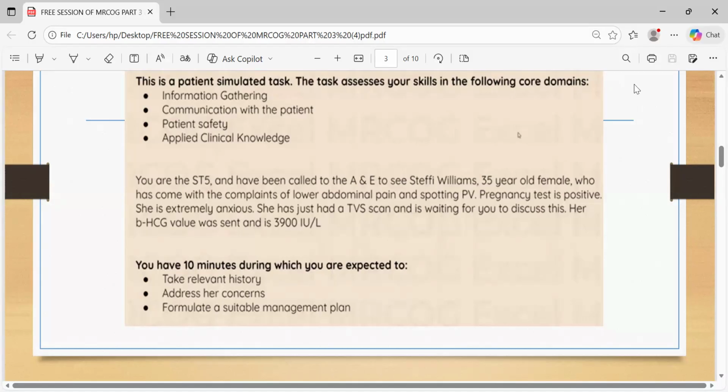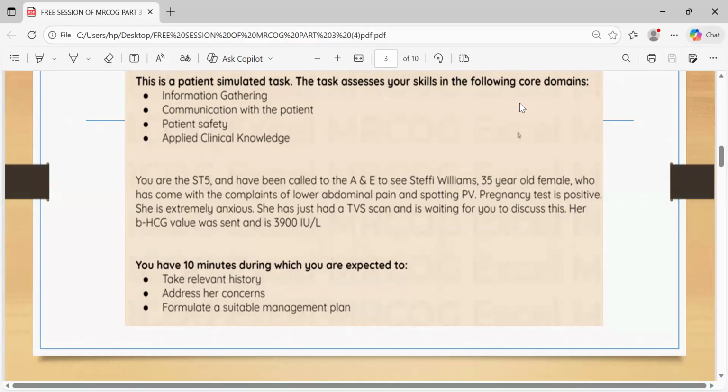Okay, then you have to lead the discussion. Important in part three is that you have to lead the discussion by saying that, oh, I believe that you have come to an emergency department with the complaint of pain and spotting, and how are you coping with the pain.